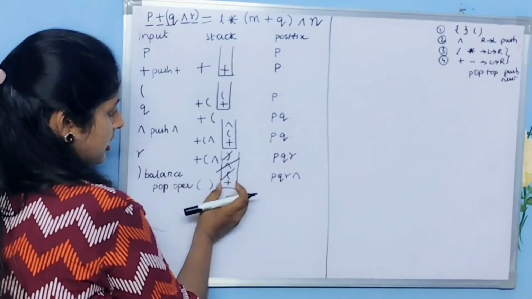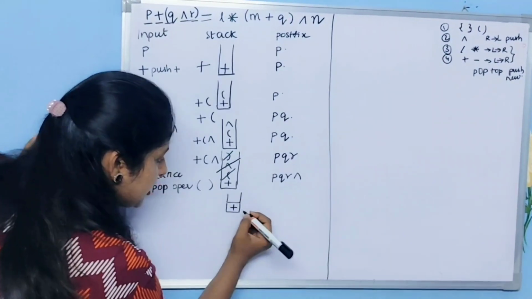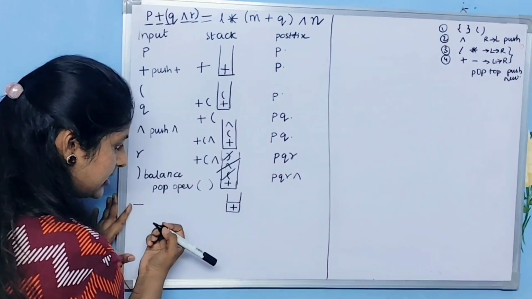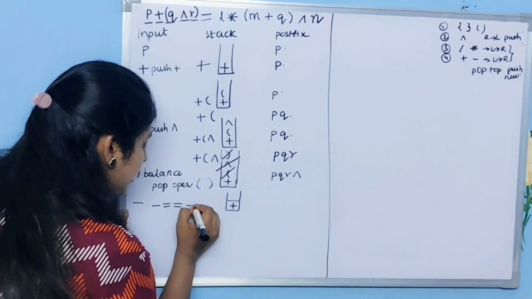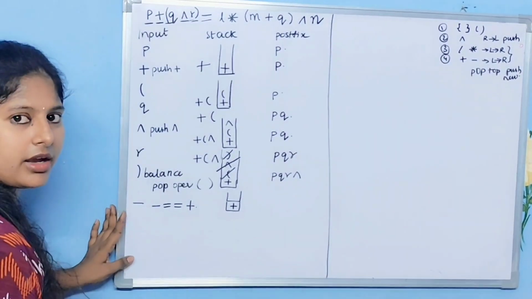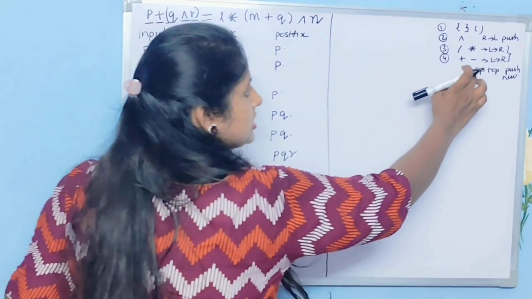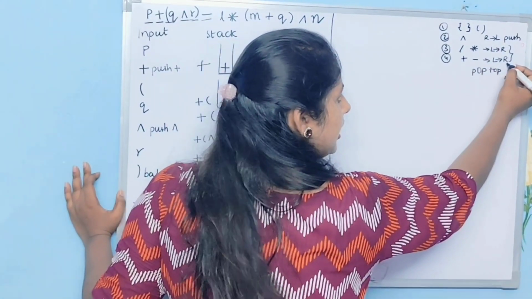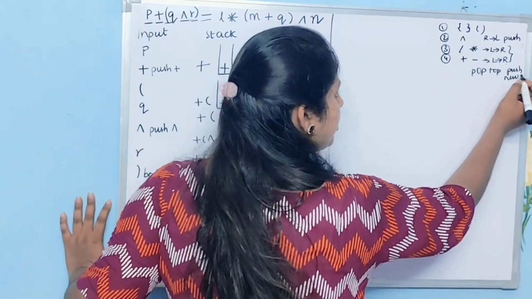So what are the elements present in the stack? Plus is present. So you have to insert minus. Now you check the priority. Incoming symbol has equal priority to the top of the stack. Okay. So if they have equal priority, what will you do? You will check the associativity. It is left to right for plus and minus. Okay. Now you should pop the top and push in.